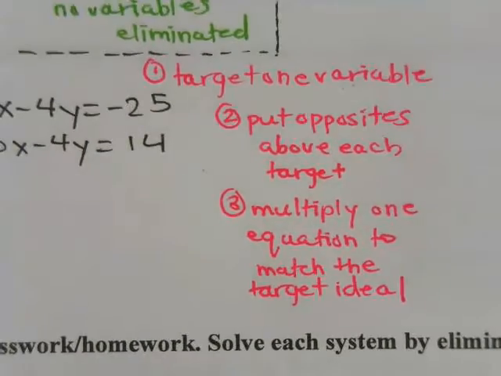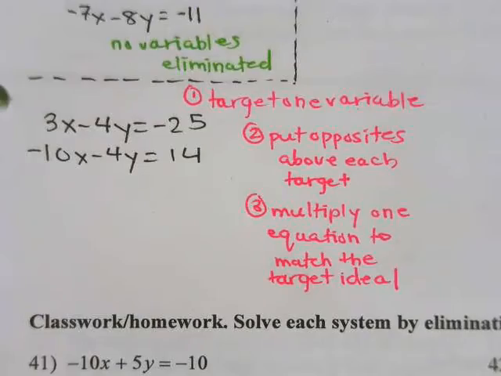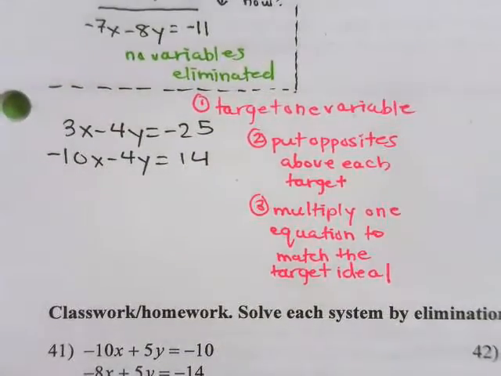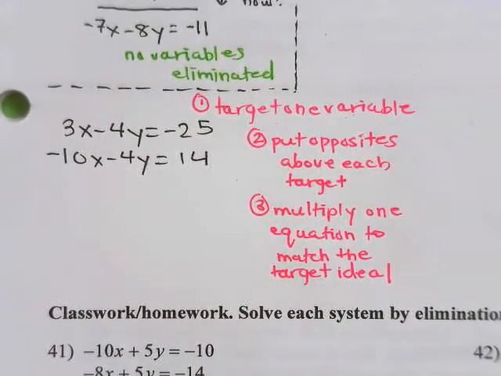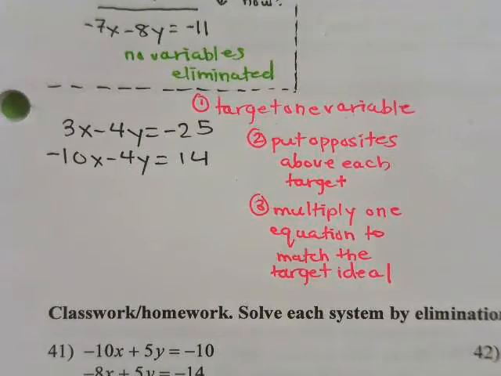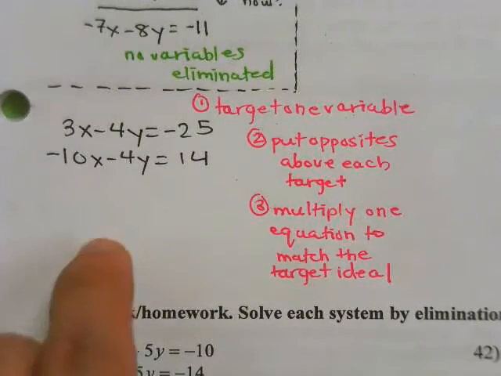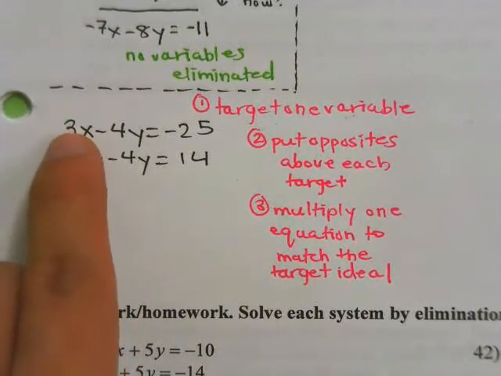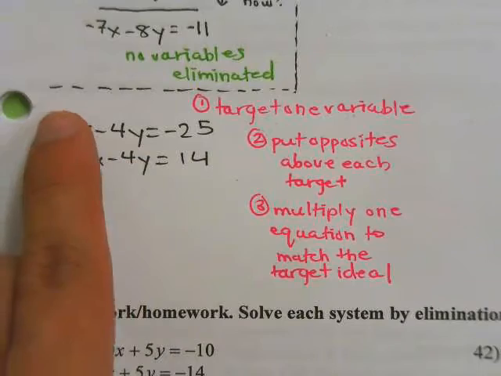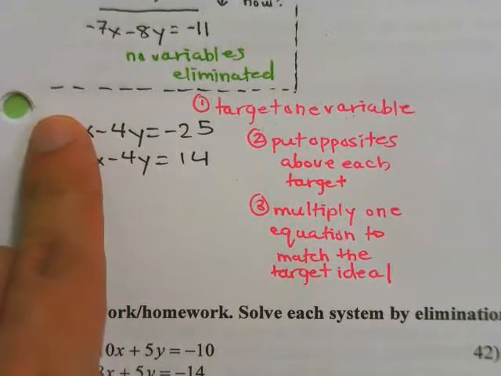Okay, I think it is time now to explain what I mean by each of these. Step 1 is you're going to target one variable. And I'm just going to tell you guys what I'm going to target. I'm not going to target the x because they look a little bit too far off. Take a look at the y's. I'm going to target the y because they're very close to opposites.